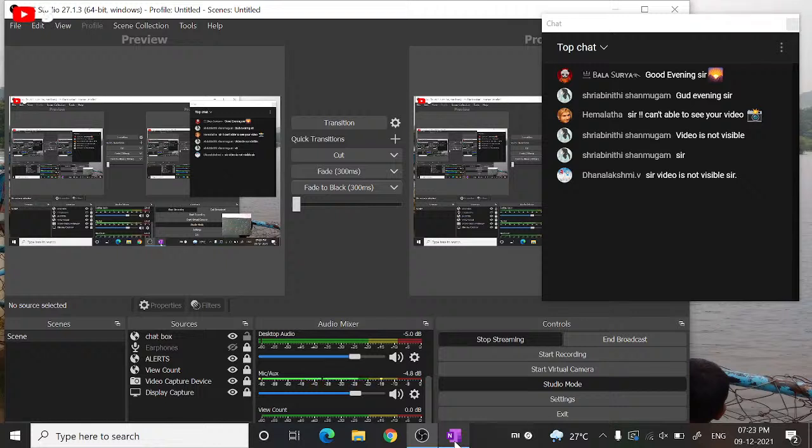I hope that is visible. Can I erase this part? Have you copied this?